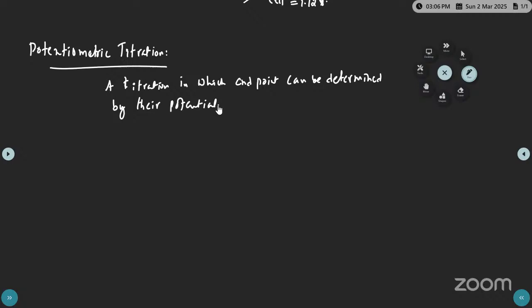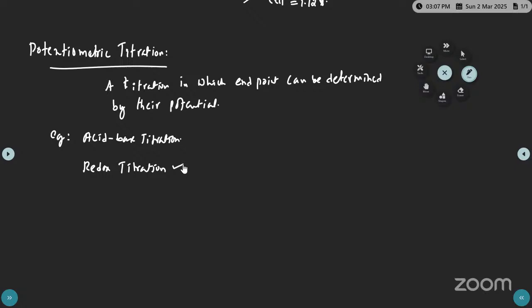So here is a titration in which the end point can be determined by their potentials. For this we can take examples such as acid base titrations and redox titrations. In our syllabus we have redox titration. So how can you do the redox titration, the potentiometric titration?